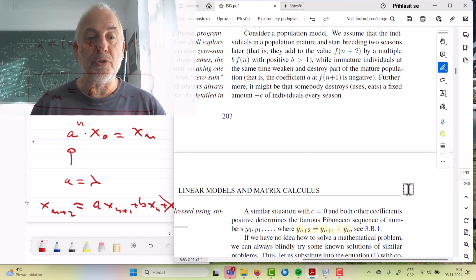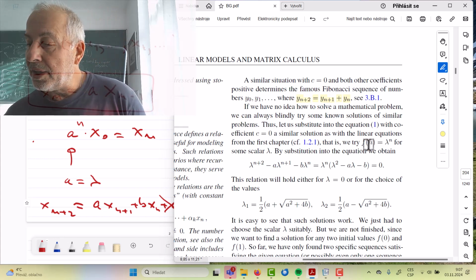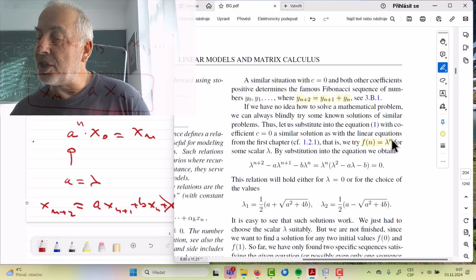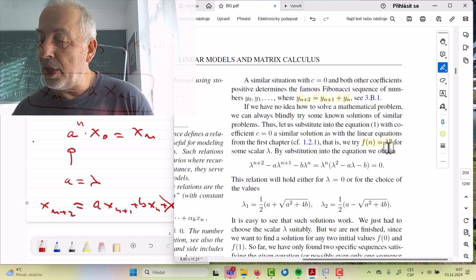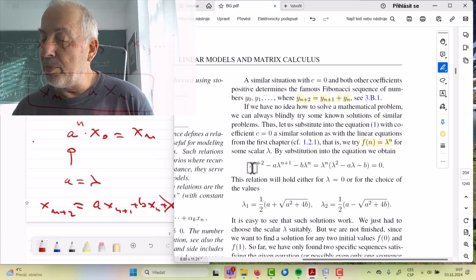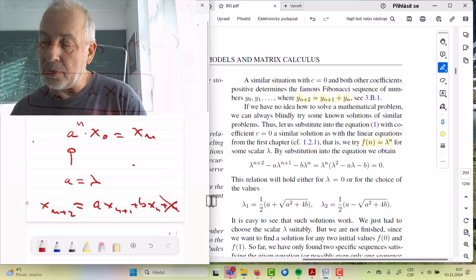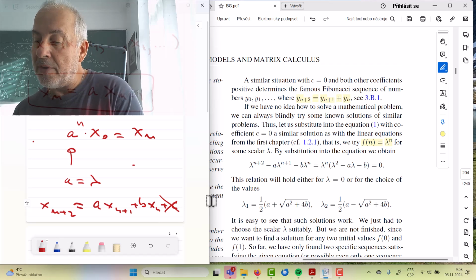And that's exactly what we shall be heading at, because if you just try to plug in this solution as in the Malthusian model, but of course we don't know now what the lambda could be, and you throw it into the equation, you see that there will be an equation for lambda. You see it here: here we have lambda to n plus 2, here we have lambda to n plus 1, and we have lambda to n.